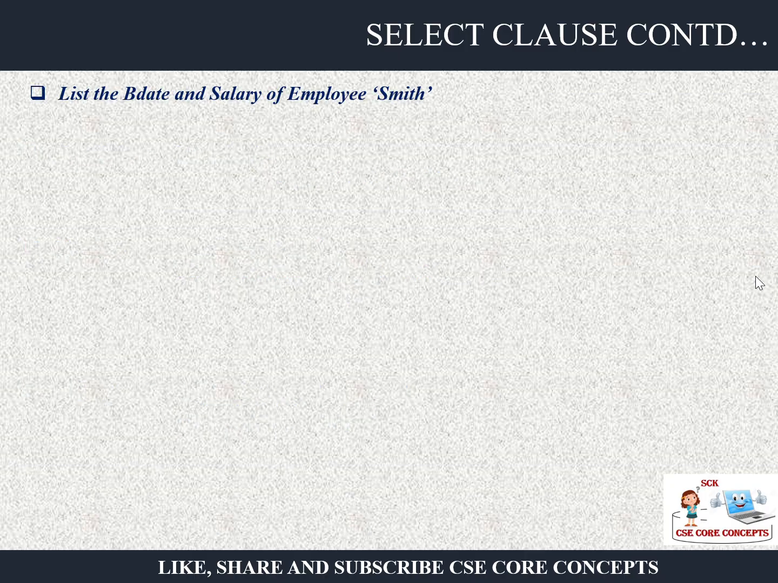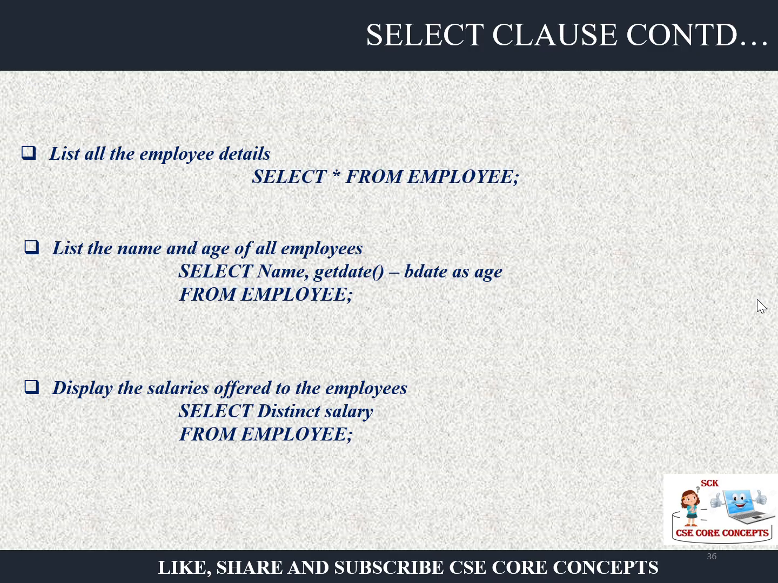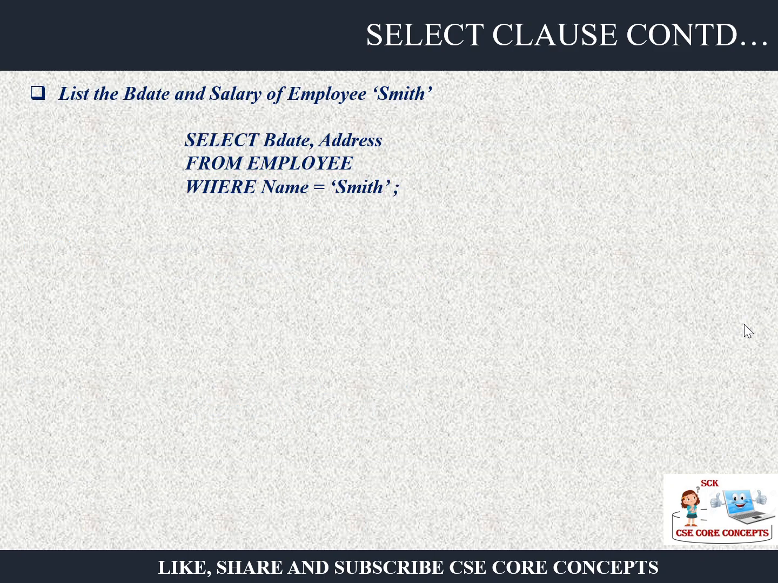Let's see, if I want some specific values for an employee, now the WHERE condition. Till now, we have not used the WHERE condition, and I told you that the WHERE condition is optional. That is, you may have a condition, you may not have a condition. Now, let's say I want to see the birth date and salary of an employee whose name is Smith. So here I am giving the condition WHERE name equals 'Smith'.